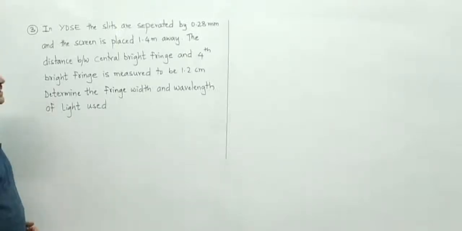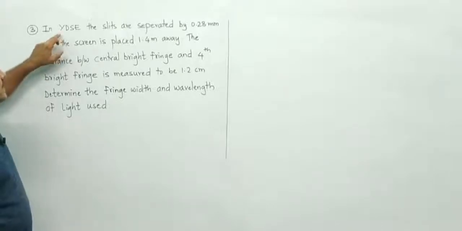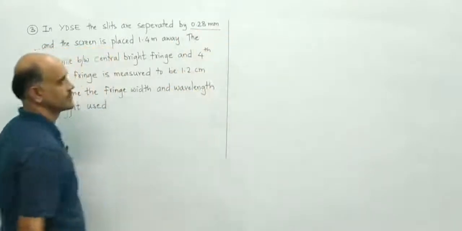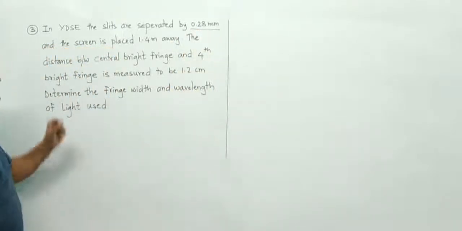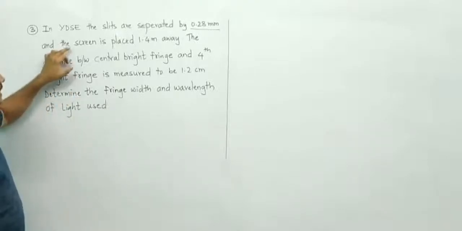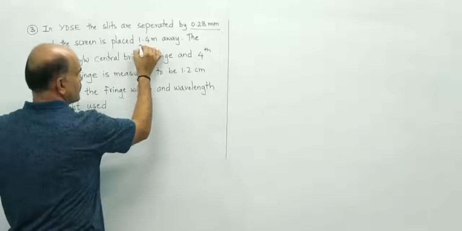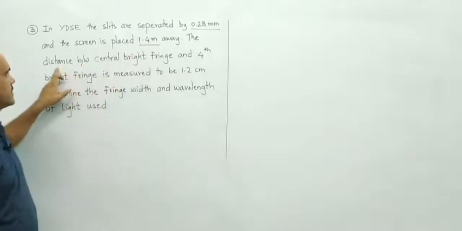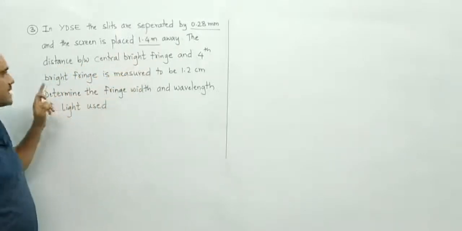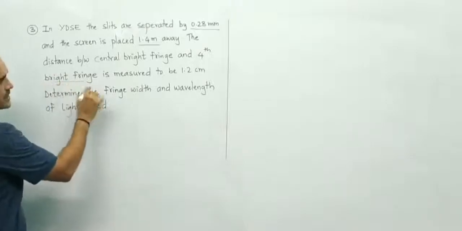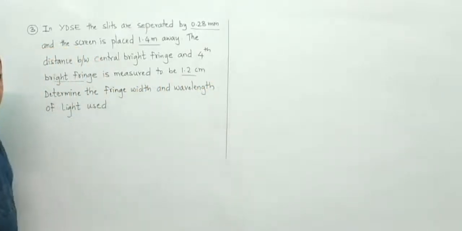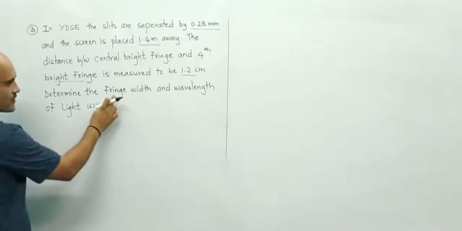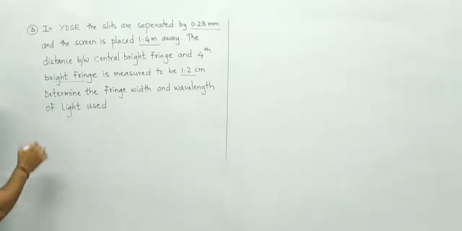Now third one, this is from the model question paper. In Young's double slit experiment, the slits are separated by 0.28 mm, means he has given small d, and the screen is placed 1.4 meters away. Capital D has given. The distance between central bright fringe and fourth bright fringe is measured 1.2 centimeter. He has given distance of fourth bright, x he has given. You are required to find fringe width and wavelength.